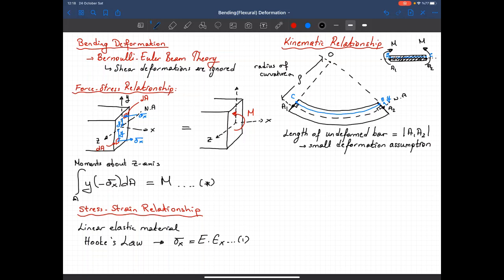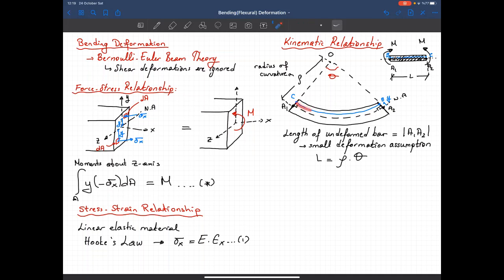And I can write this distance is L, let's say. So L is equal to radius of curvature multiplied with this angle theta. So let me show that angle also. So the length of the member is equal to radius of curvature multiplied with theta. Okay.